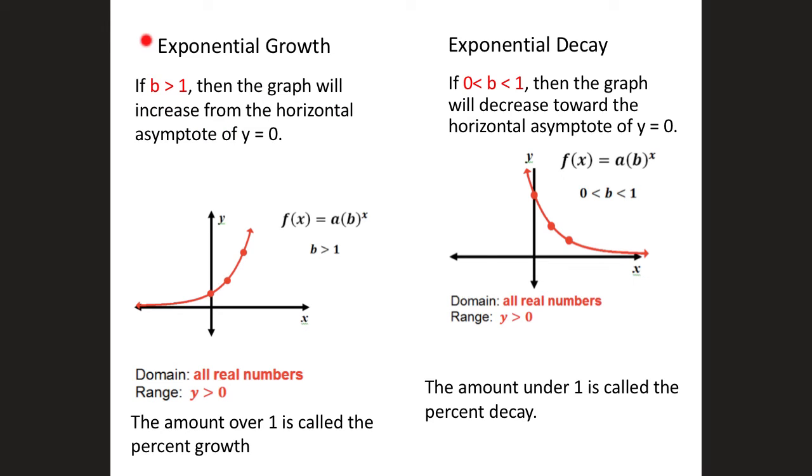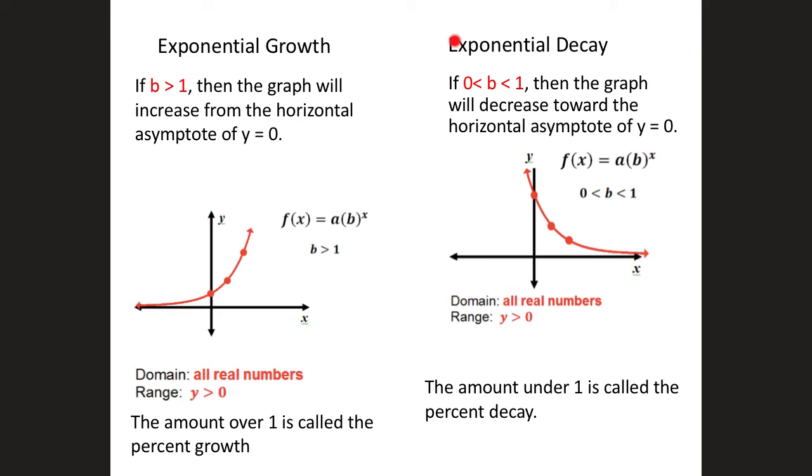We say that exponentials are exponential growths if our multiplier b is greater than 1. This will make the graph increase away from a horizontal asymptote of y equals 0. Again, it'll make this function grow. We can have a domain of all real numbers, so you can take any value and plug that into your x. But the range is going to be greater than that horizontal asymptote. So wherever the horizontal asymptote is in the graph, the range is always going to be greater than that value. Whatever the value of b is, the amount over 1 is called the percent growth.